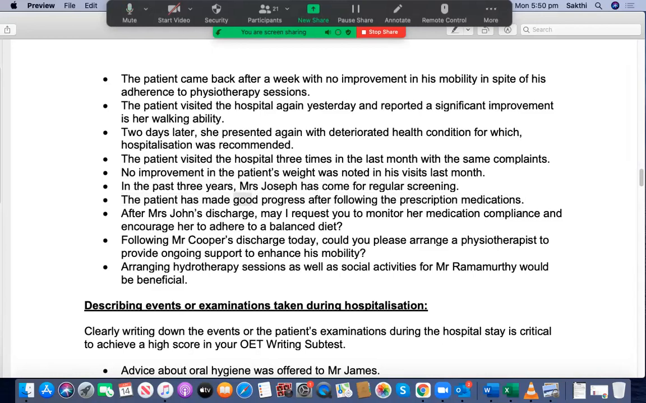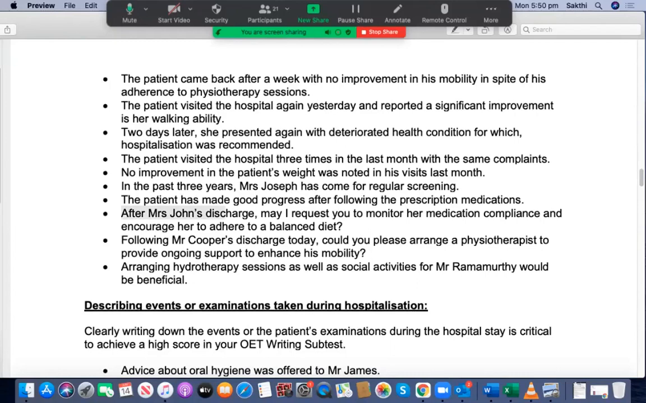Look at this one. Progress is an uncountable noun, which means you shouldn't use any articles before that. Do not write the patient has made a good progress. That is wrong. That is one of the severe mistakes. And unfortunately, that is one of the most frequently committed mistakes by many students in the OET writing subtest. You should use made good progress rather than made a good progress. Okay.